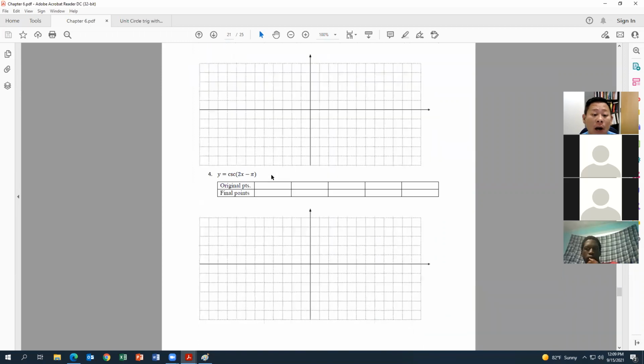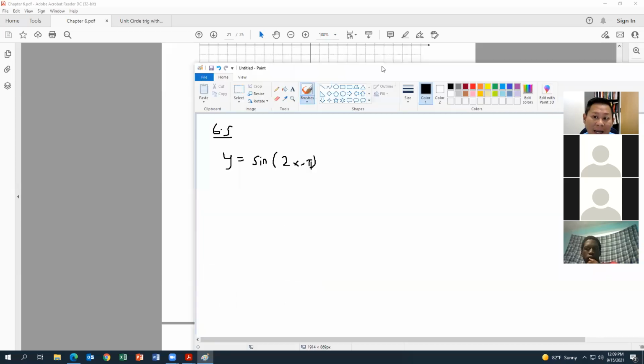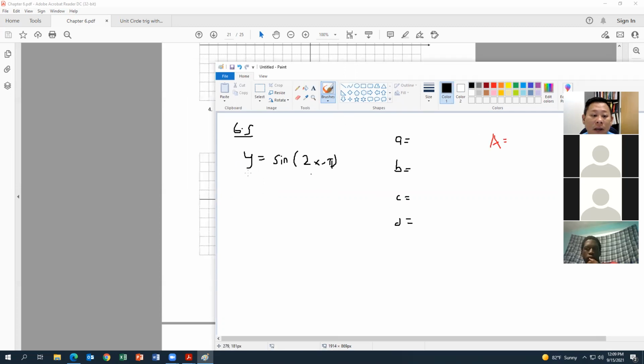Okay, so for this case, as usual, if you draw sine and cosine, or tangent or cotangent, or secant and cosecant, you need to tell me what your A, your B, your C, and your D are. That's always the first thing you do. So go ahead and look at this question number 4 that I've written down. Tell me what your A, B, C, D are here.